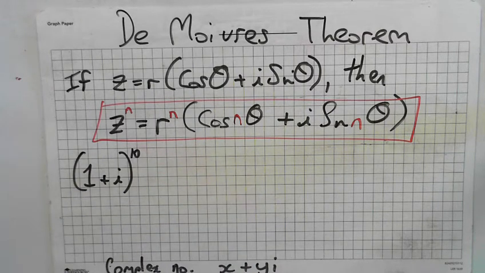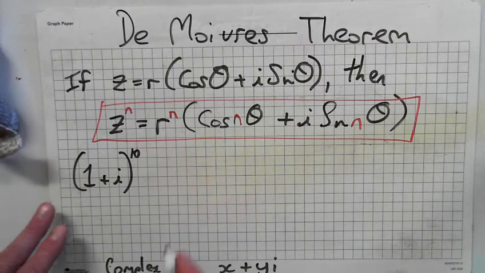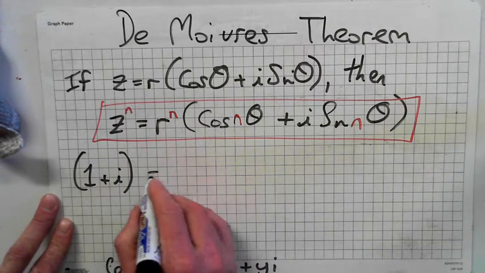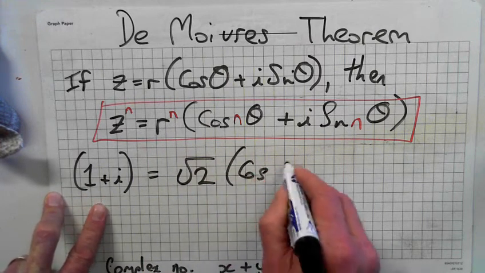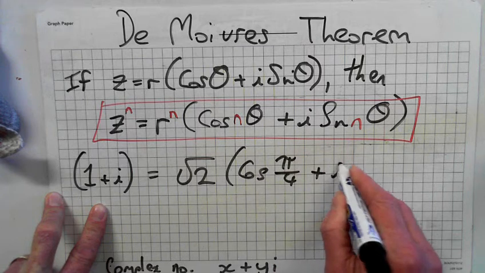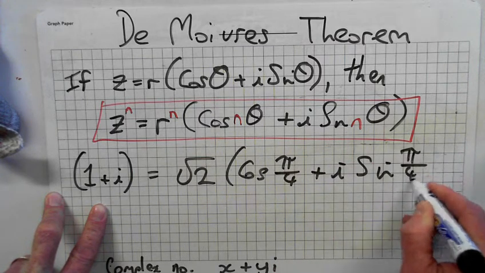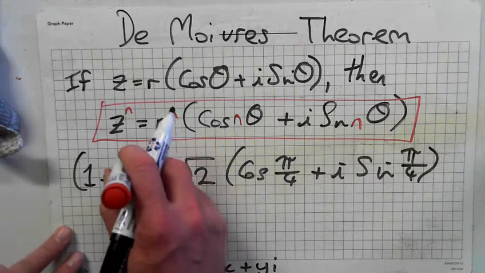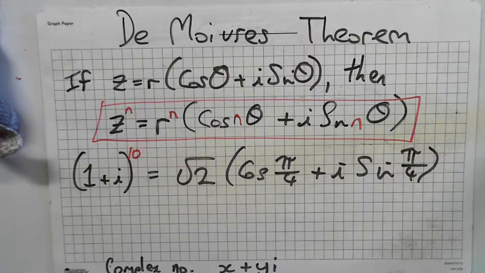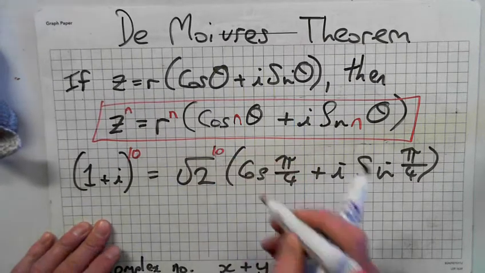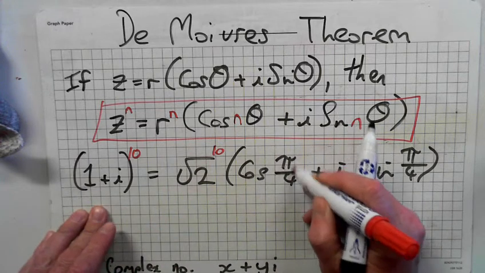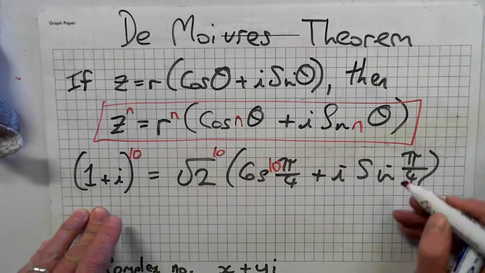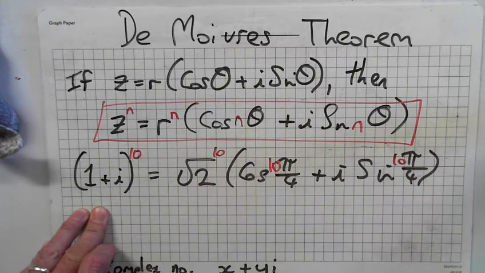Right, so we know what 1 plus i was. It was square root of 2, cos pi over 4 plus i sine pi over 4. What happens if I get it to the power of 10? It's square root of 2 to the power of 10, and I have to squeeze a 10 in there. So 10 times pi over 4 is 10 pi over 4.